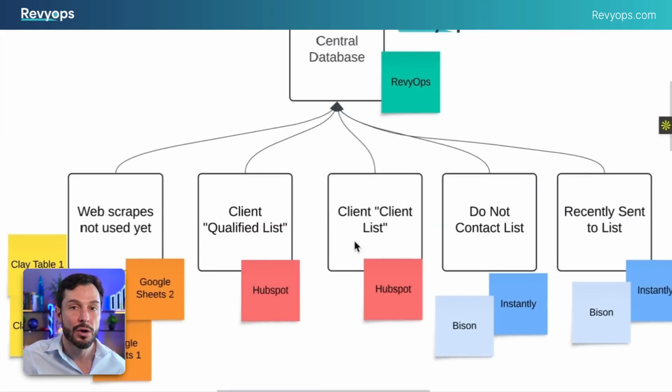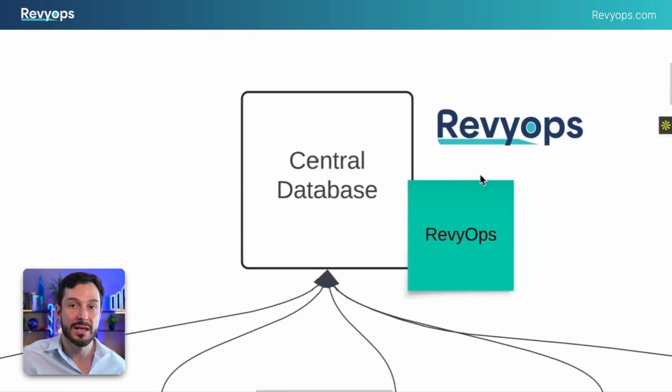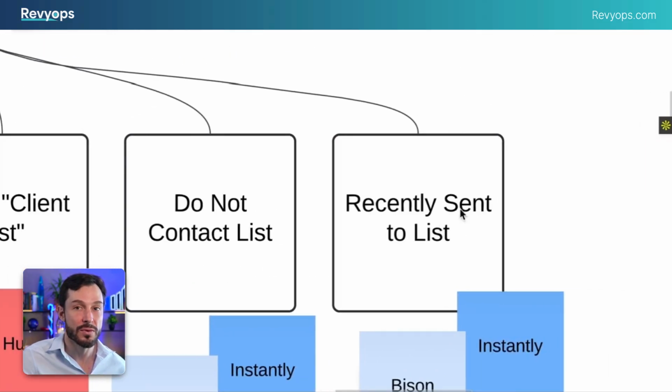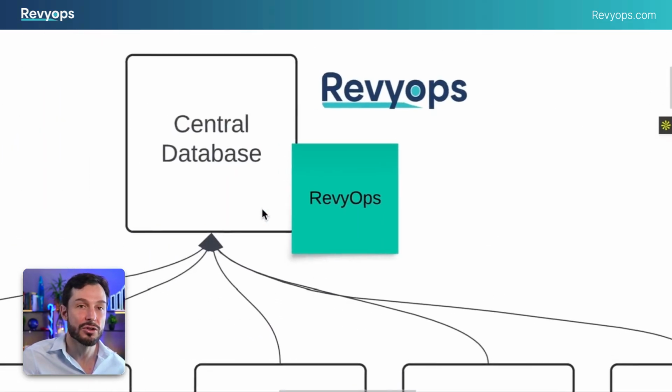So that is why we highly recommend using a central database. And that's exactly why we built the tool called ReviOps. It is a central database. It's specifically made to work alongside Clay, Instantly, Bison, SmartLead, and HubSpot. It syncs all of those places, all of these different web scrapes and client lists and do not contact lists and recently sent to lists, all into one place so you can manage your data.